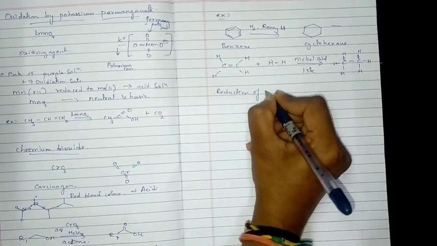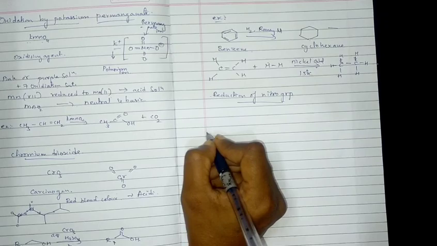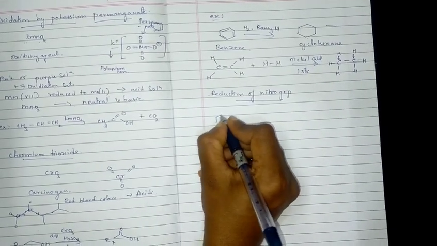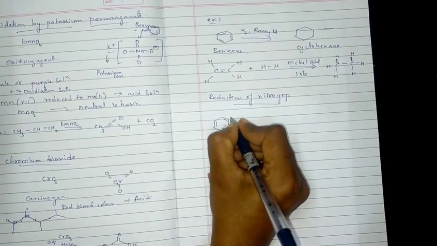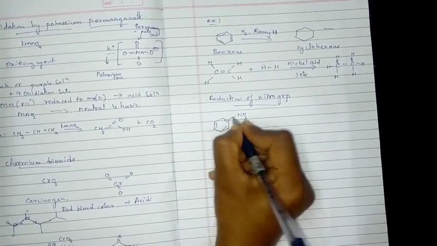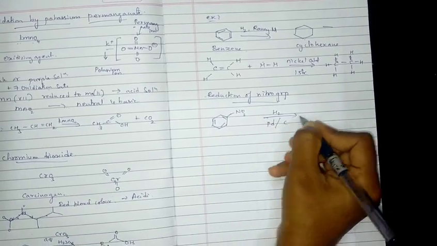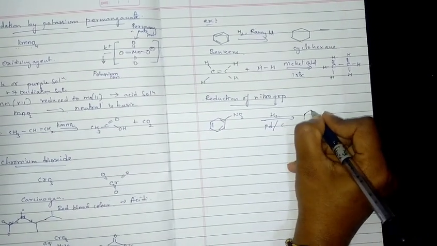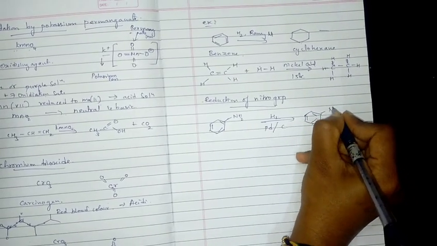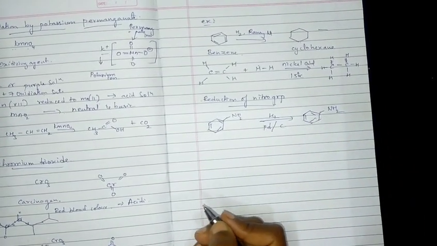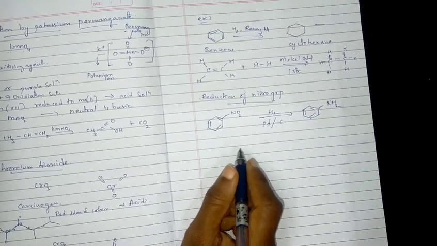Reduction of nitro group. In reduction of nitro group, benzyl nitrate in presence of H2 and palladium, we are going to get this: ammonia, benzyl amine. Okay, this is how the reaction goes.